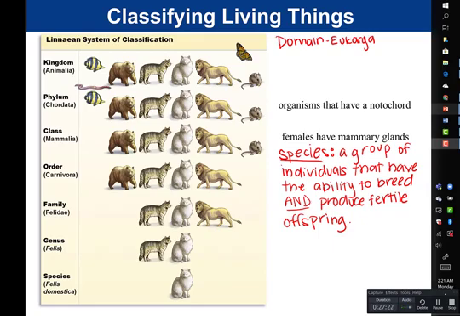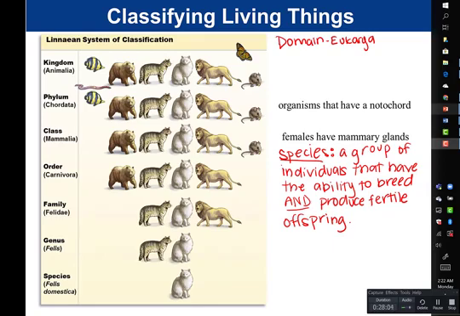So for example, a donkey and a horse, if a male donkey mates with a female horse, they will give rise to what we call a mule. A mule is what we call a hybrid. It's a mixture of the two. Now, the mules are infertile. They're not able to give rise to more mules. So that's why horse and donkey are separate species. Yes, they have the ability to breed, but they don't produce fertile offspring. So they're not the same species. They're separate species. So that is kind of your definition of what a species is.